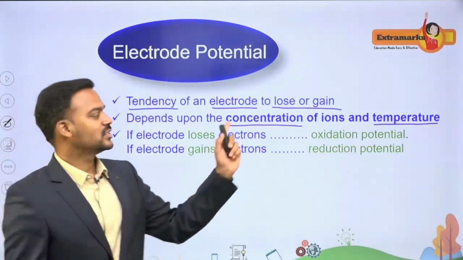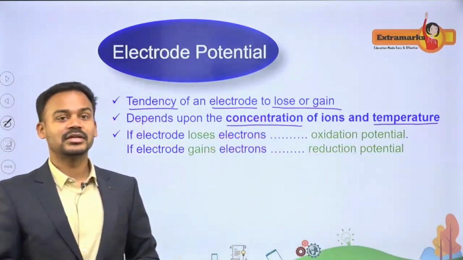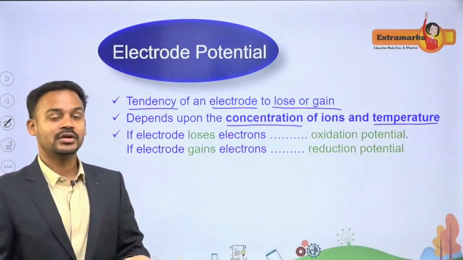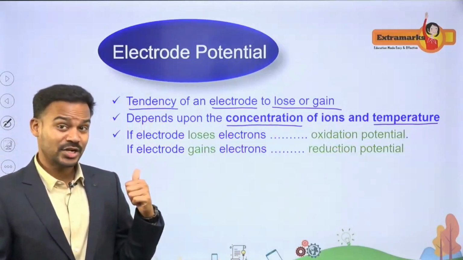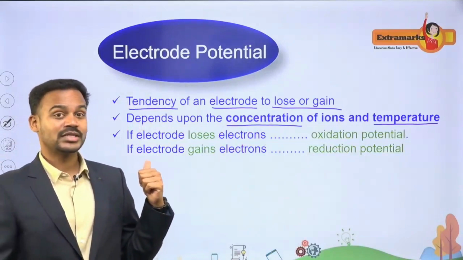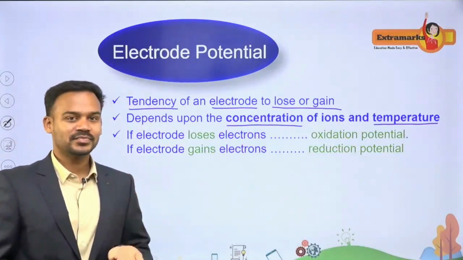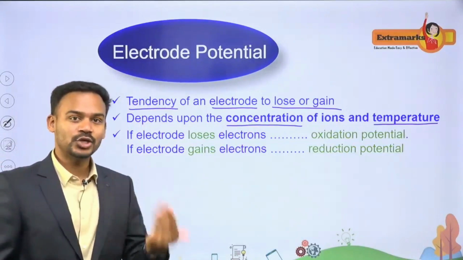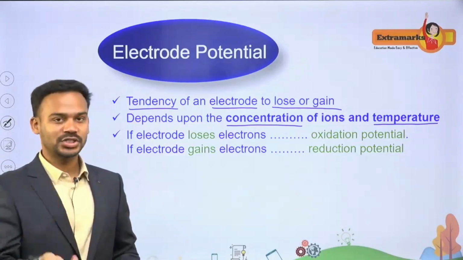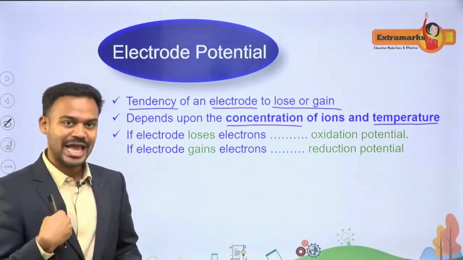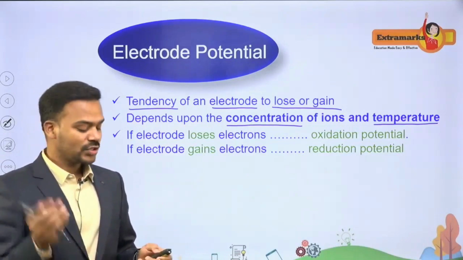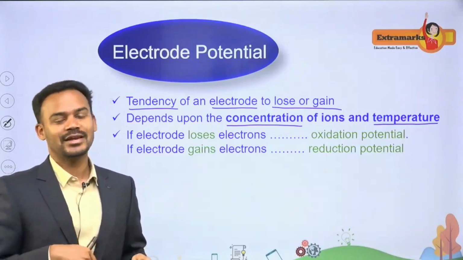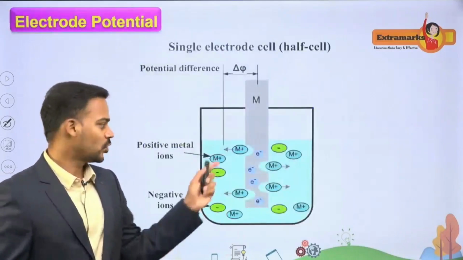And what is that? It is the tendency, the capacity, the ease with which they are getting oxidized or reduced. The electrodes are getting oxidized and reduced in this particular cell. At what ease are they getting oxidized? At what ease are they going to get reduced? That is going to tell us about the electrode potential, the ease at which they can gain electrons and lose electrons. So that is what is called electrode potential, the ease with which they can lose or gain electrons.